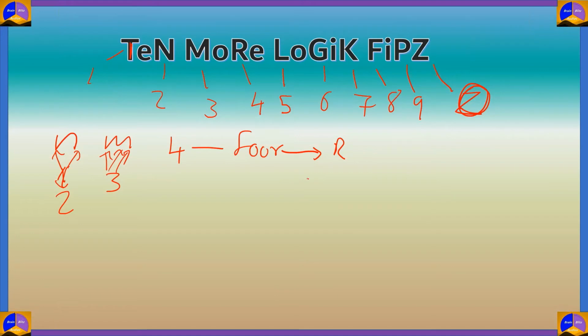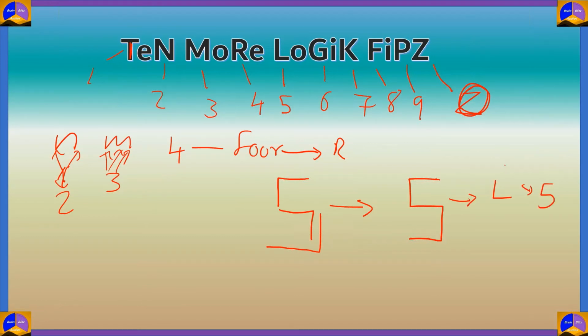Now, imagine that this is one L, this is another L, and this is a third L. So this can be combined to form this crude version of the number 5. We usually see this version in elevators. So therefore, the L sound represents the number 5.